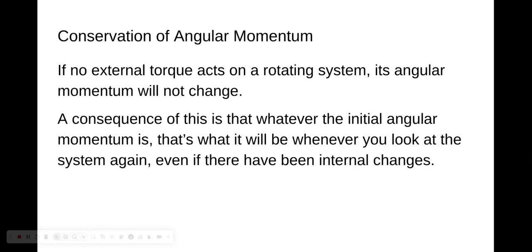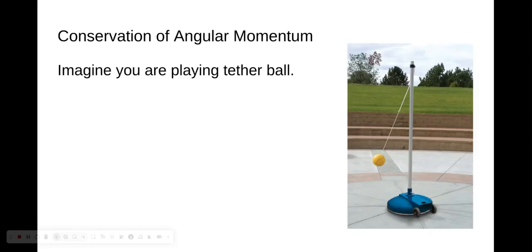Conservation occurs when there's no external torque acting on a rotating system. If you don't have any sort of a twist, then angular momentum will not change. So a consequence of this is that whatever initial angular momentum you have, that's what it's going to be when you look at it again later. Even if there's been things changing internally, if there are no external changes, angular momentum is a constant. It is a conserved property.